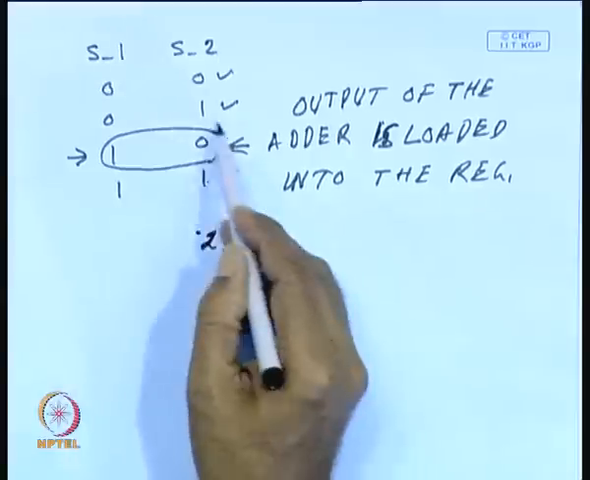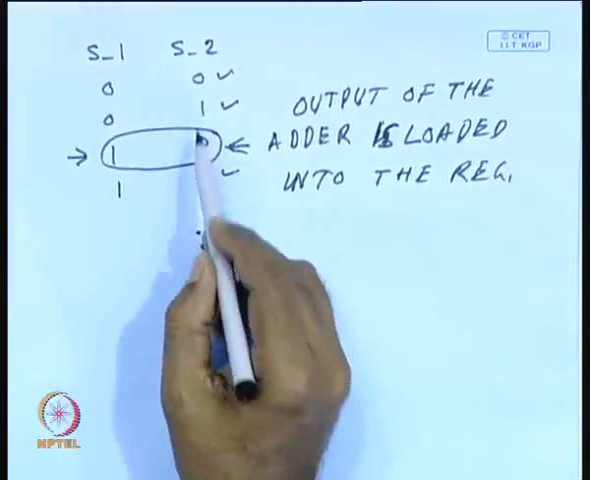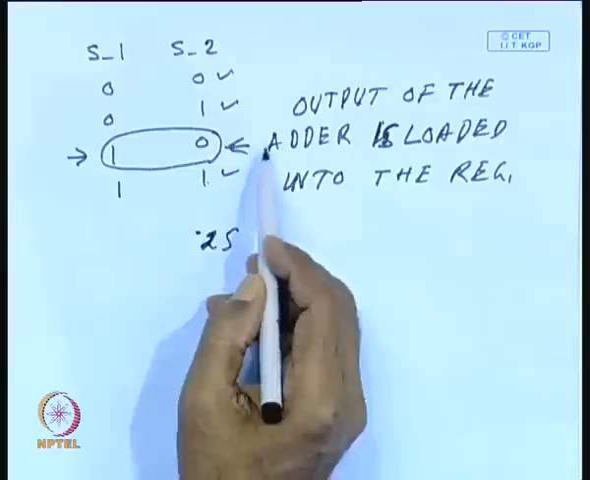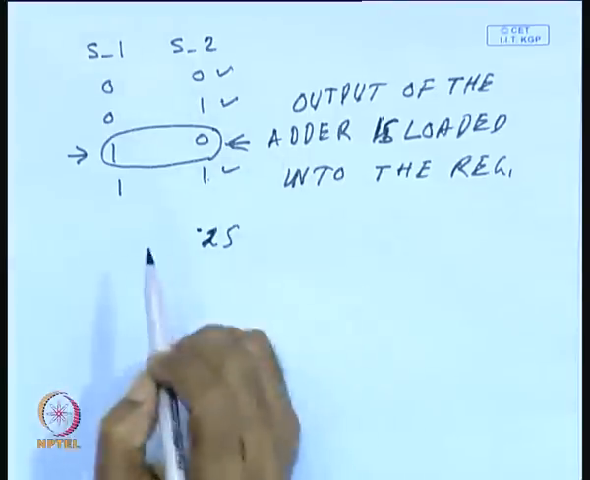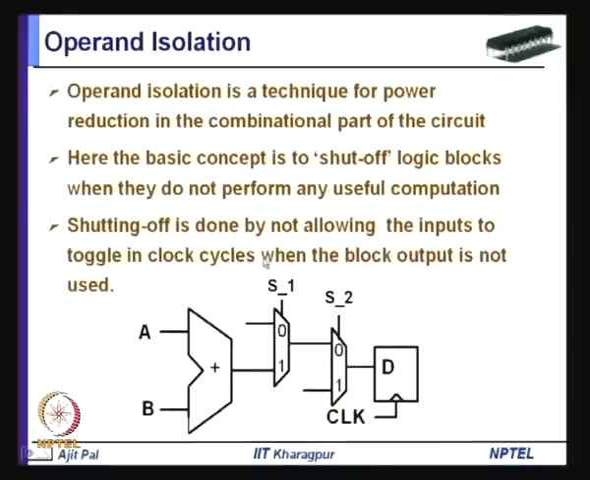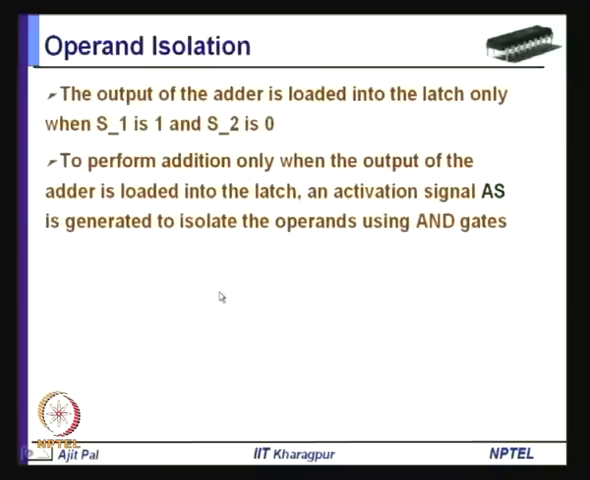Only when S1 is 1 and S2 is 0, then operands can be loaded into the adder and it will do the computation and the result will be loaded. So, this is the basic idea. Shutting off is done by not allowing the inputs to toggle in clock cycles when the block output is not used. So, this is the basic idea, and let us see how this is realized.